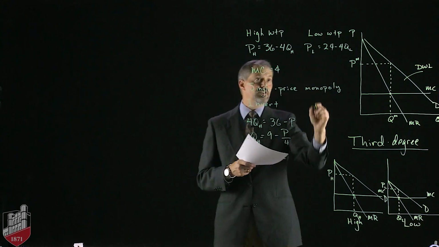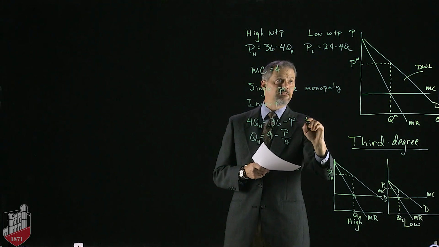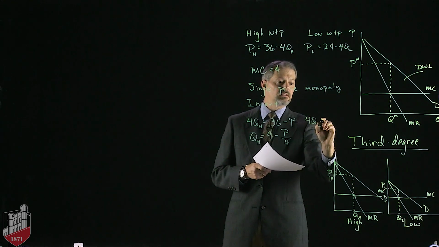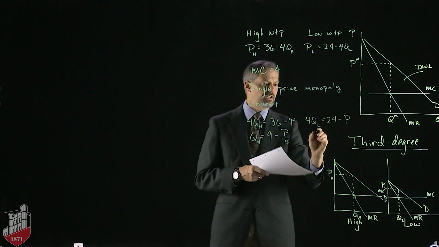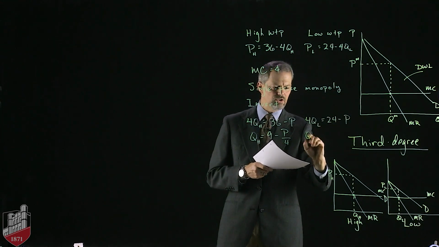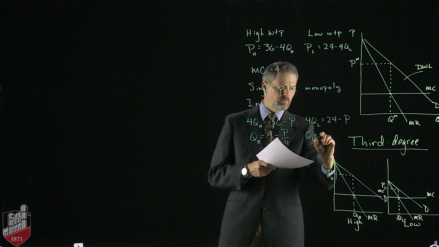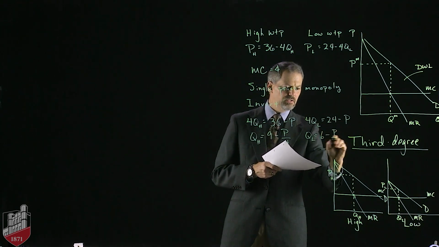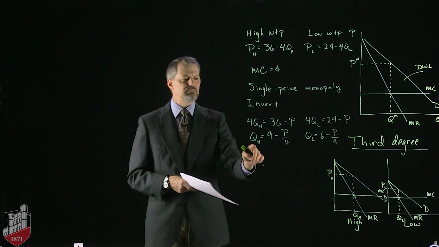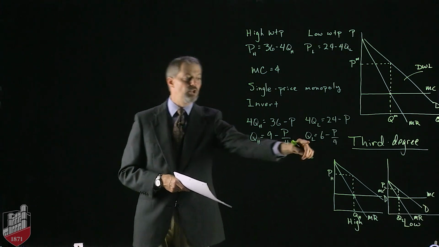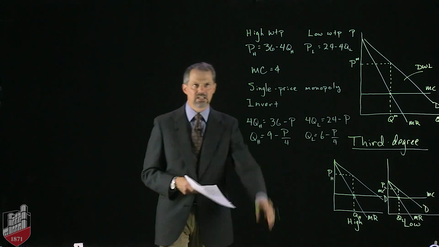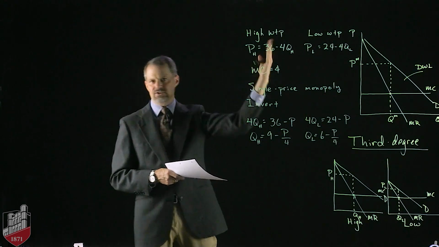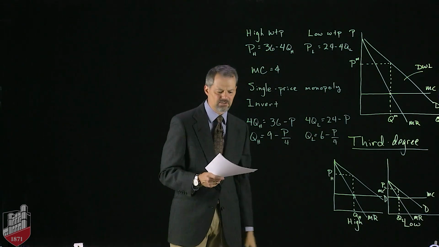And I'm going to invert this one. I'm going to get 4QL equals 24 minus P. Divide through by 4. I get QL equals 6 minus P over 4. So there's my demand curve for the low willingness to pay group and my demand curve for the high willingness to pay group. And again, those are just the inverses of these two. So it's the same functional relationship.